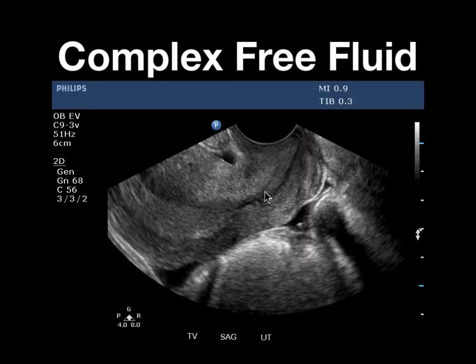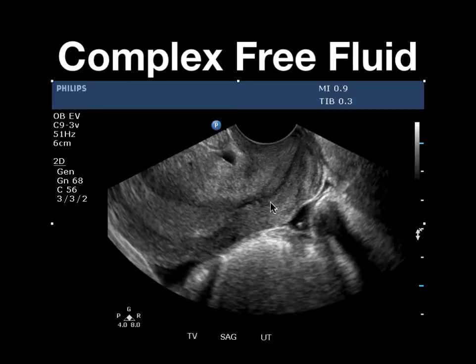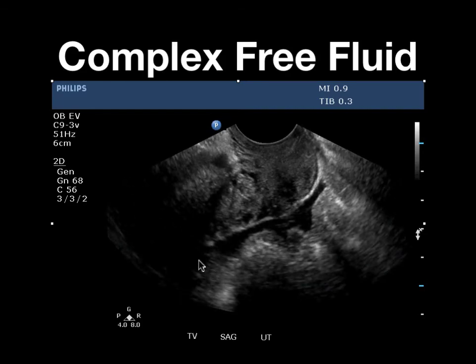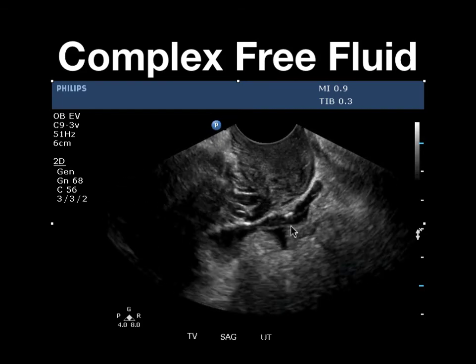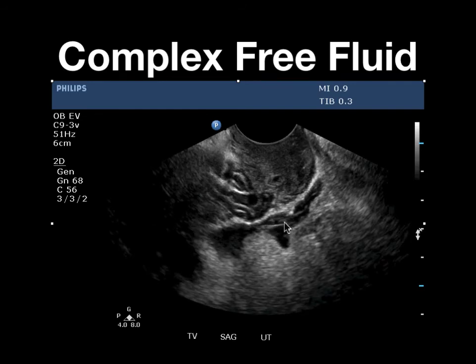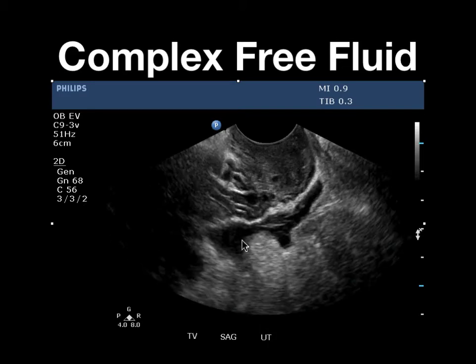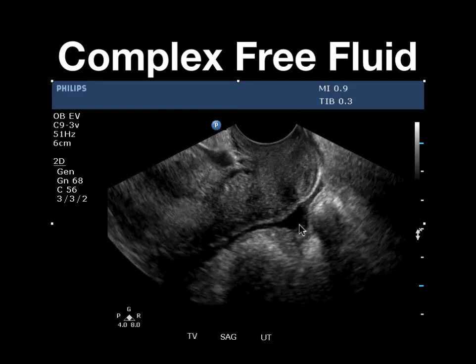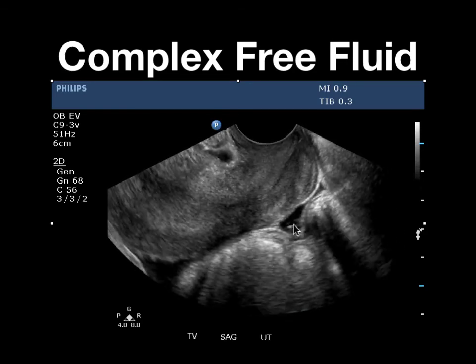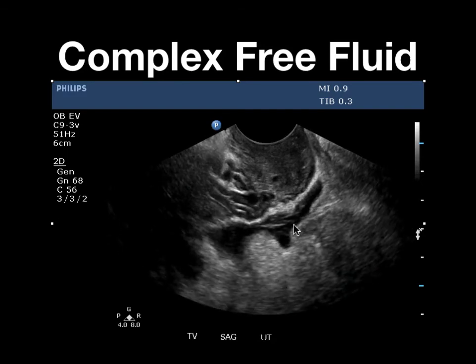Here we have a patient with complex fluid in the cul-de-sac. If you look, there's fluid going along the back wall of the uterus here. It's an anteverted uterus, a sagittal view, but you can see there's echoes within here. And note the nice triangular corners here that you would expect with free fluid in the peritoneal cavity. But this patient has echoes. Even if this was a very small amount of fluid, the fact that it has echoes means there's hemoperitoneum until proven otherwise.